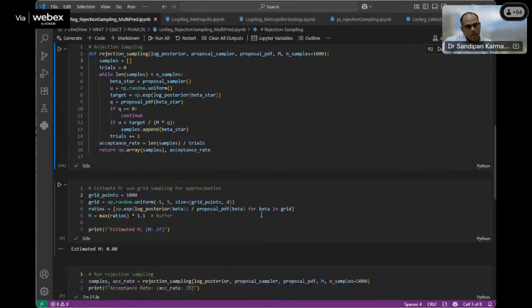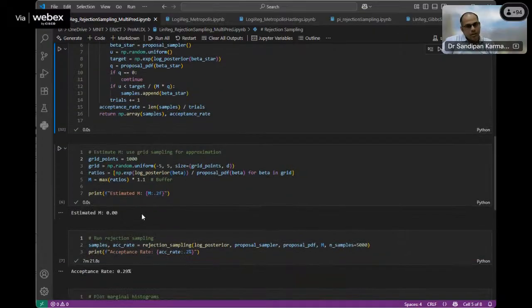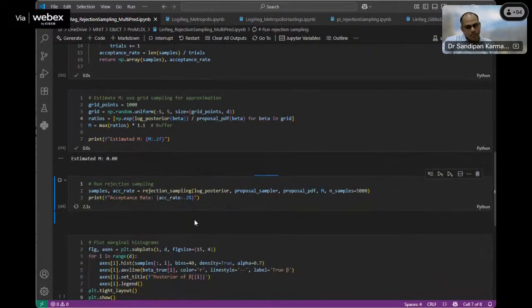So the main function, and then I'm creating 1000 points and generating these using a uniform distribution. Ratios I am calculating, and then finding out what the m value is. So m is coming as 0 here, and this has a very poor acceptance rate. Out of 5,000, only a small fraction is getting accepted.